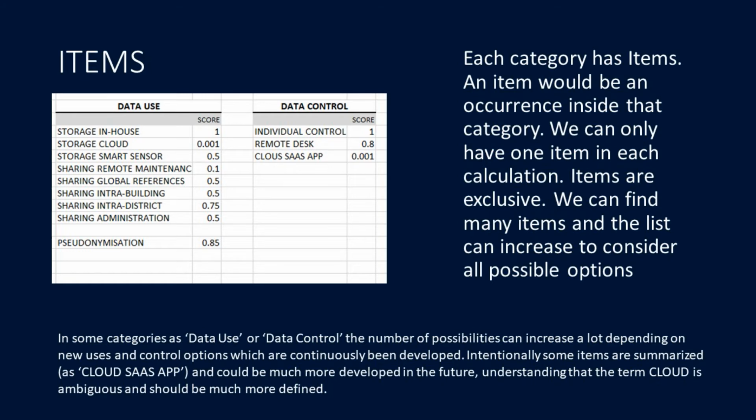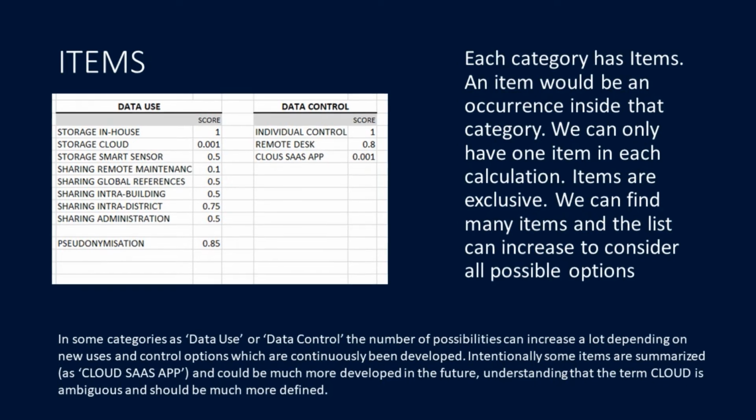An item would be an occurrence inside that category. We can only have one item in each calculation. Items are exclusive. We can find many items and the list can increase to consider all possible options. In some categories, such as data use or data control, the number of possibilities can increase a lot. It will depend on new uses and control options, which are continuously being developed.